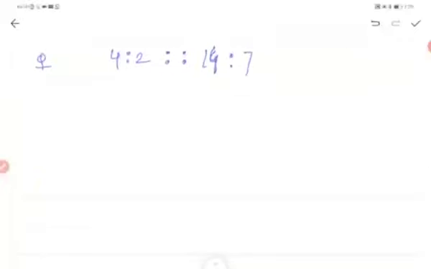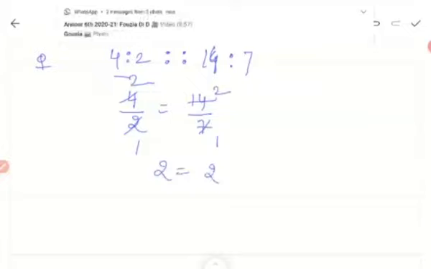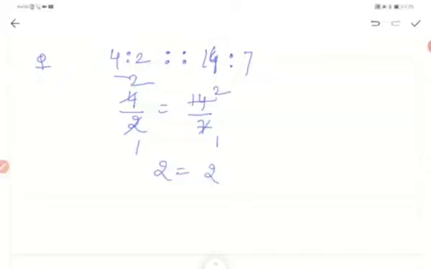Two methods you can do. Already I have seen this in the video also. One method is, you can just divide 4 by 2 is equal to 14 by 7, isn't it? So 2 1s is 2, 2 2s is 4, and 7 1s is 7, 7 2s is 14. Both on the right side and on the left side we have got the same. So LHS is equal to RHS. That means these two ratios are equal.